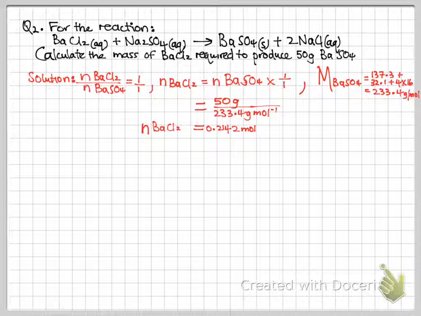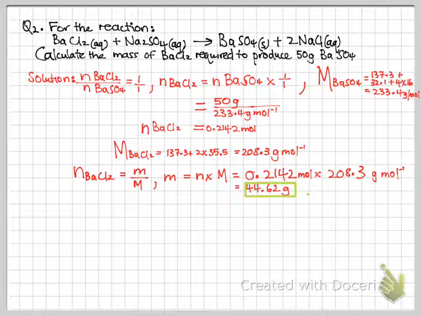Remember, we need to find the mass of barium chloride. The equation that's going to help us is that number of moles is given by mass over molar mass, and we work with that. And we get our answer of 44.62 grams, which is the mass of barium chloride that is required. Alright, please make sure that you can do this question. So I suggest you write it out, walk through it and try and understand it. If you've got any questions, you can come back to me.